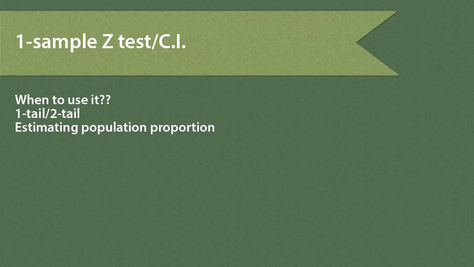Finally, let's take a quick look at the One-sample Z test and confidence interval. We'll look at when to use that particular test and how to determine whether we want a one-tailed or two-tailed test. And finally, we'll look at how to use the confidence interval to estimate a population proportion.